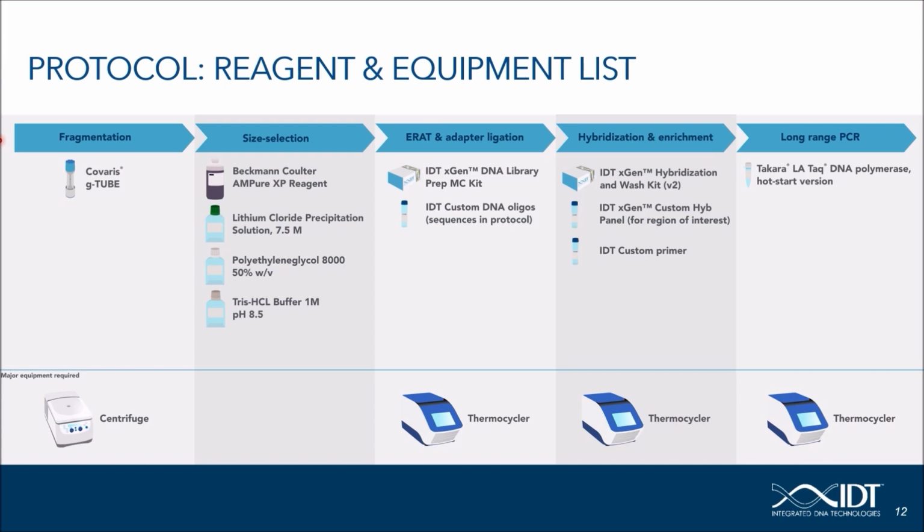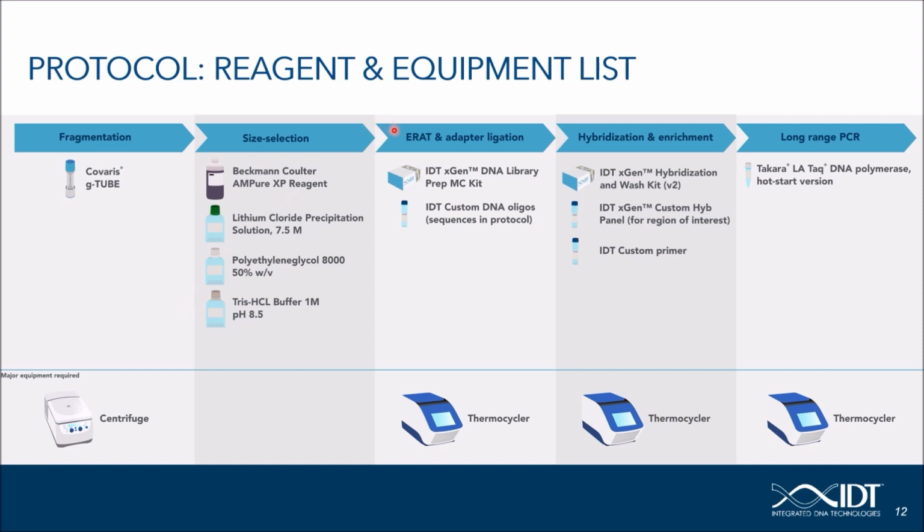This is an overview of the reagents and equipment required for performing the capture enrichment. For the fragmentation, you would require the Covaris G-tubes in combination with a standard mini centrifuge. The size selection is done with Beckman Coulter AMPure XP beads. You would need to exchange the buffer of these beads with the below mentioned chemicals: lithium chloride, PEG 8000 and Tris with a pH of 8.5. With that exchange buffer, these beads are then capable of performing the size selection in the required range of fragment sizes.